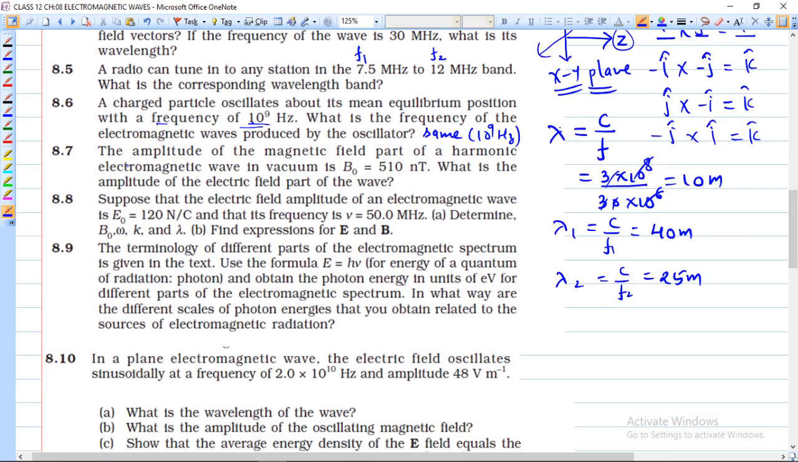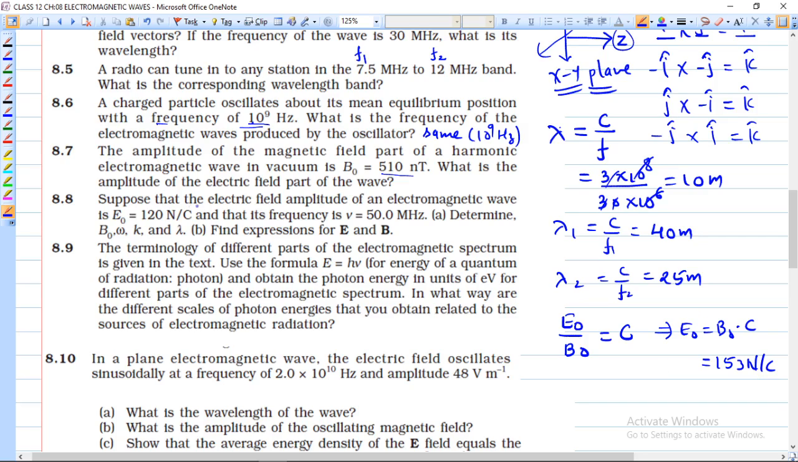Now next, 8.7. The amplitude of the magnetic field part of a harmonic electromagnetic wave in vacuum, B0, is 510 nanotesla. What is the amplitude of the electric field part of the wave? Okay, how will you get it? E0 upon B0 is equal to C. Very simple, students. What you have to find out is E0. So E0 is equal to B0 into C. Just put the value and you will get the answer, nearly 153 Newton per Coulomb. Okay, very simple. 8.7 done.